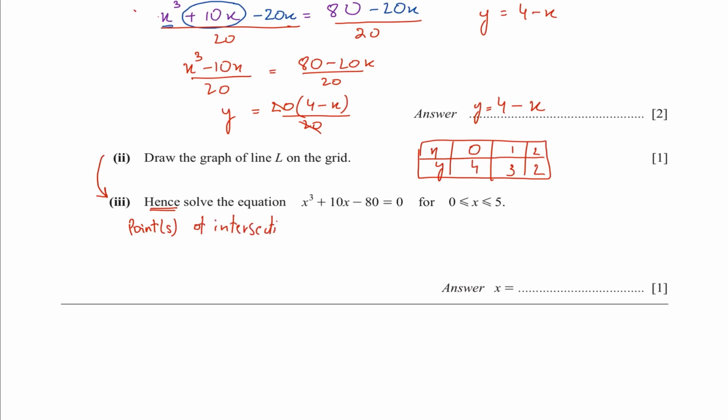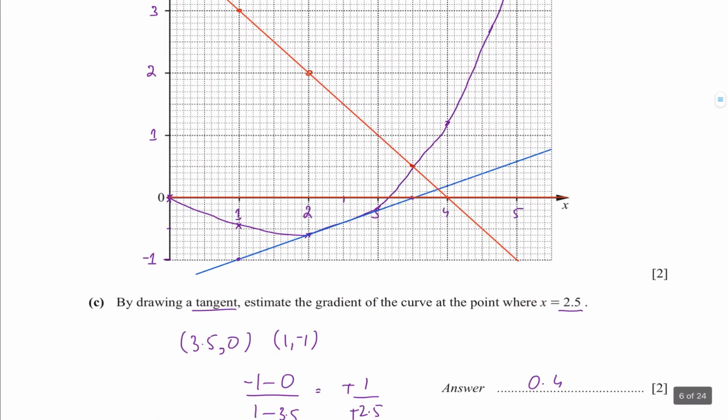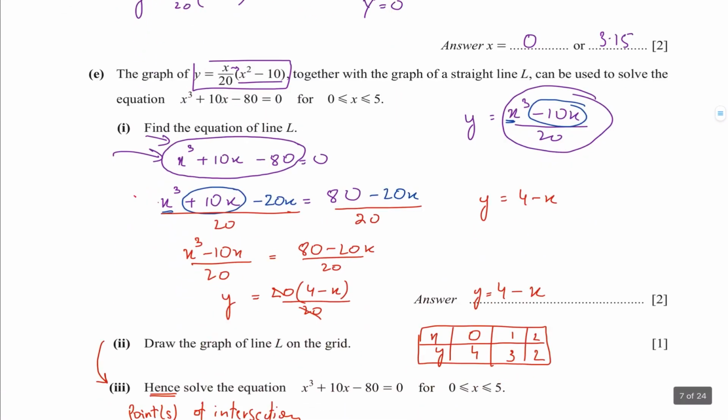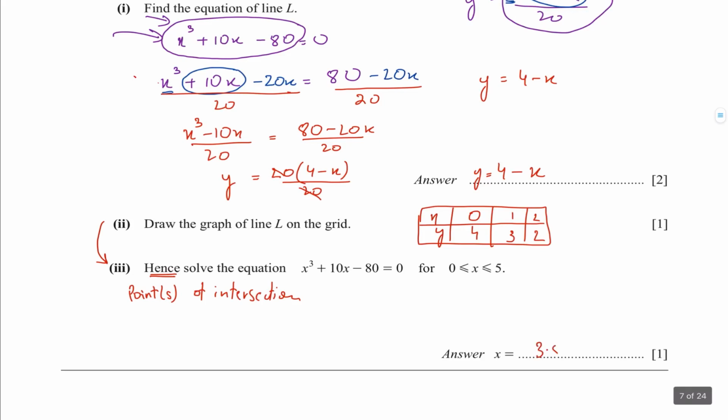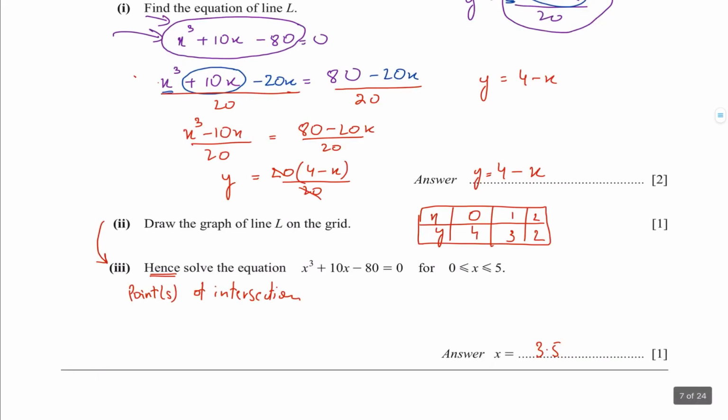You've got to look for that, and the only point of intersection that I can see is this, which is 3.5. We will however check if this is inside the acceptable range or not. It is inside the acceptable range because it's a follow-through mark. That means if you've drawn your line correctly, you will get the mark for this also.